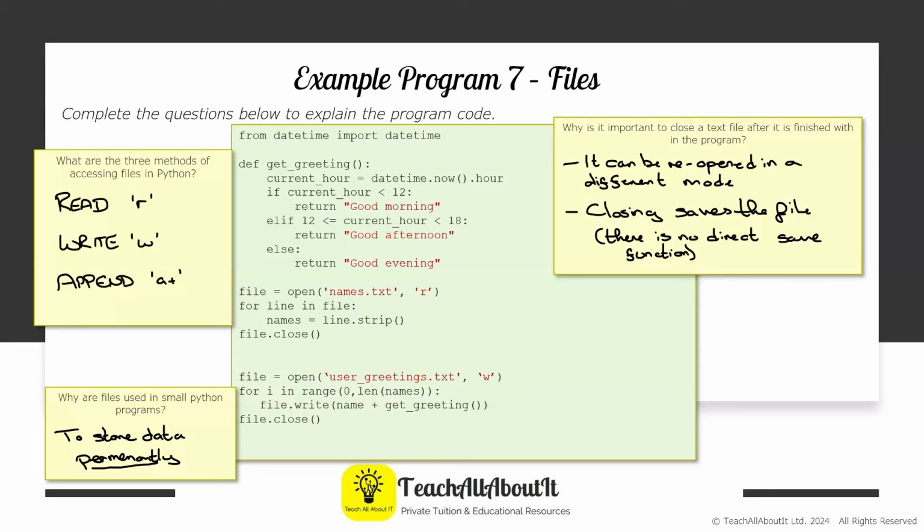The other really important thing is that it saves the file. There's no direct save function for files when we're writing to them. So by doing file.close, you are closing the file, but you're also saving that data. So the save operation is actually performed at that point.